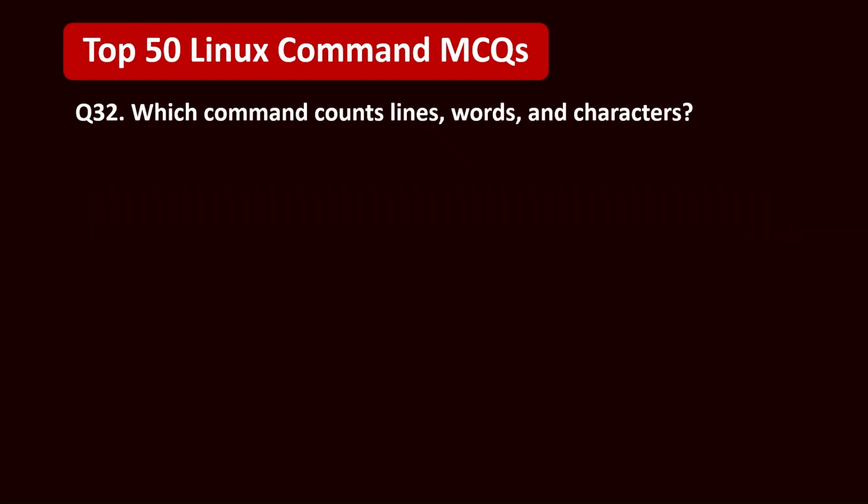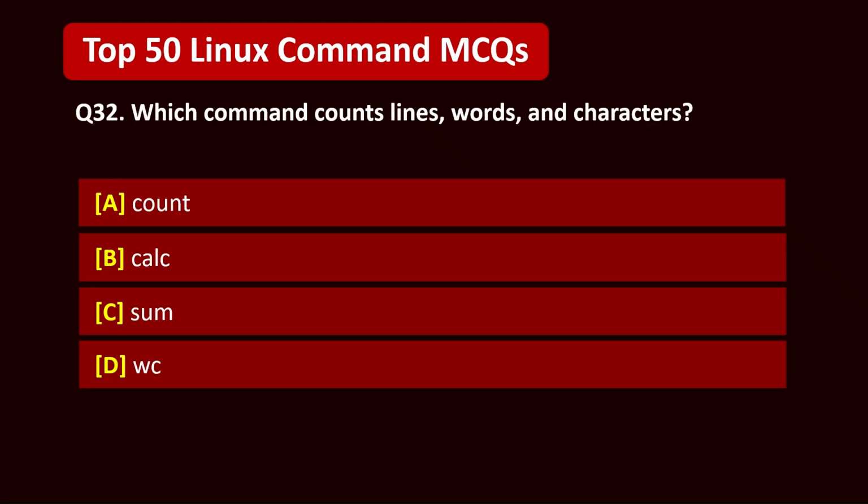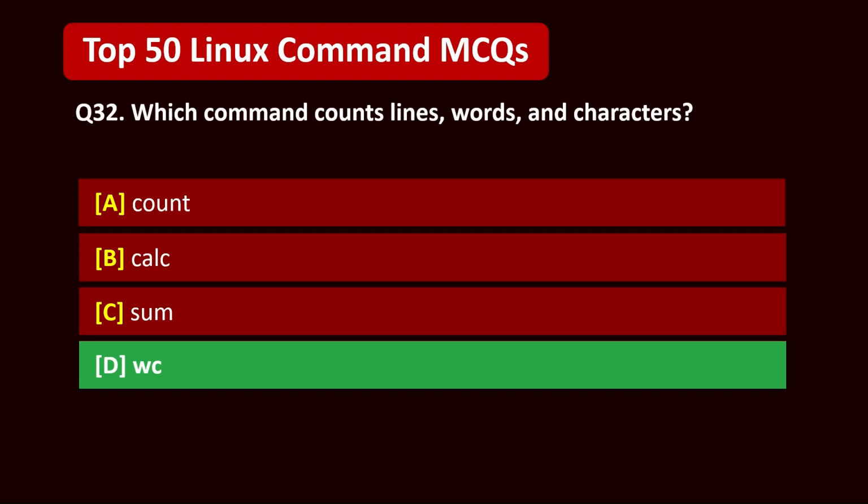Question 32. Which command counts lines, words, and characters? A, count, B, calc, C, sum, D, wc. 5, 4, 3, 2, 1. Correct answer is D, wc.